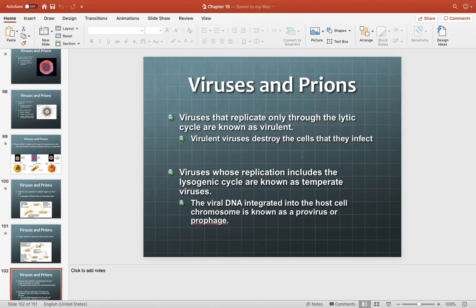Viruses whose replication includes the lysogenic cycle are known as temperate viruses. The viral DNA integrated into the host cell chromosome is known as a provirus or a prophage. Lysogenic ones don't infect you right away. Lytic infections do because they burst.